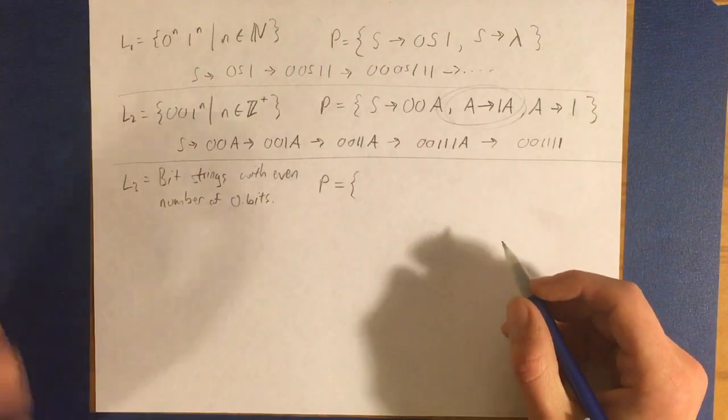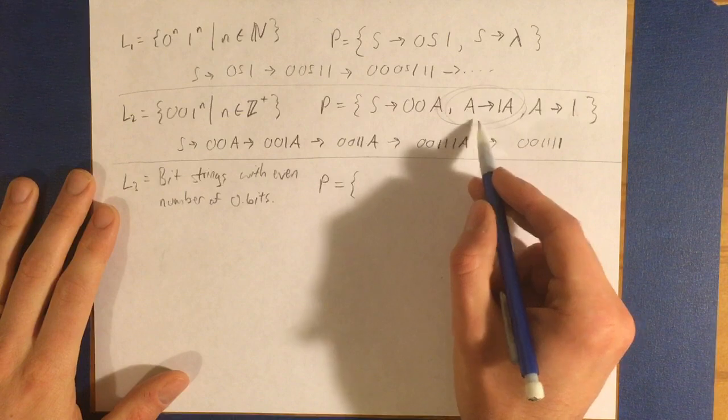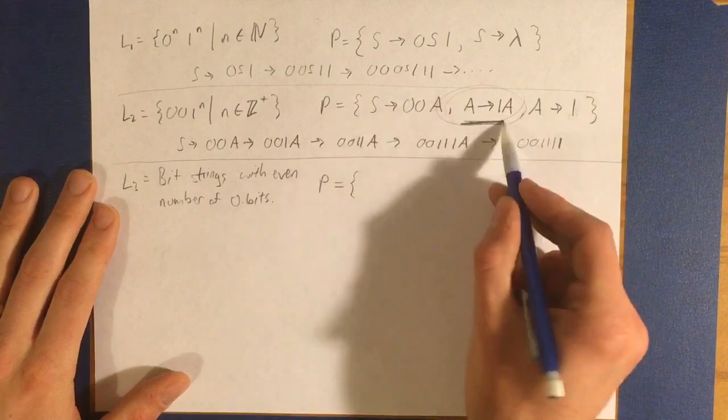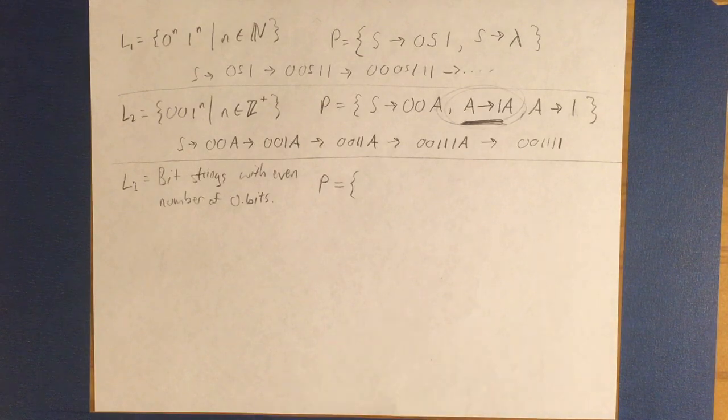So what I want to do is I'm going to use this A. I'm going to use this exact production, actually, and that's my A replaced by 1A, which is essentially going to represent some number of 1s.